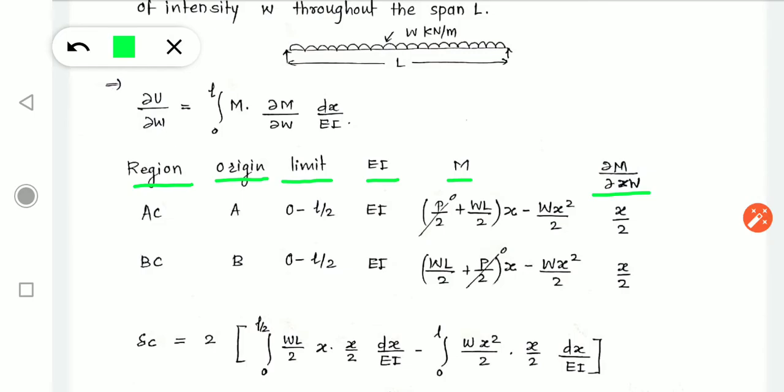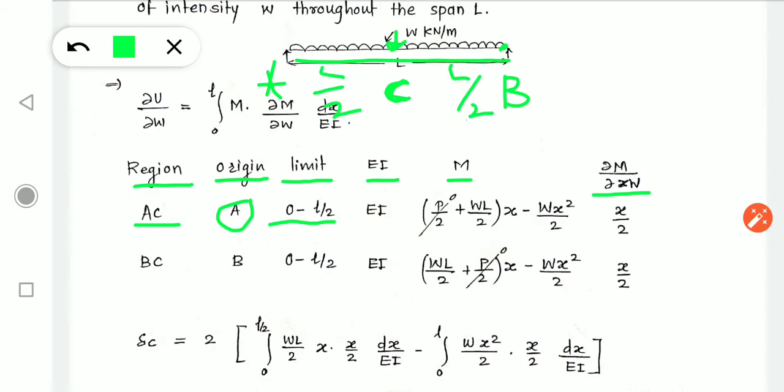So A to C, see here, A is present over here, C is somewhere in between where we applied a point load, and we can say C is at the center and B is at the end support. So in the A to C region, I have taken A as the origin, and the limit will be 0 to L/2, because C is at the center, it will cut our total length into half, therefore L/2 on this side, L/2 on the other side. EI will remain the same because there is no variation in EI as shown in the question or figure.